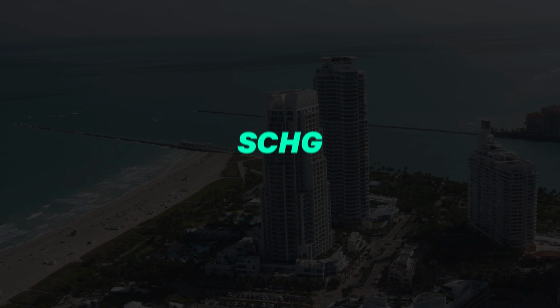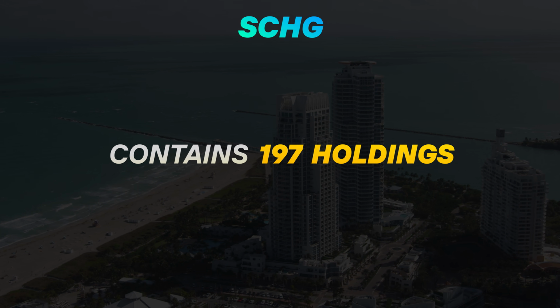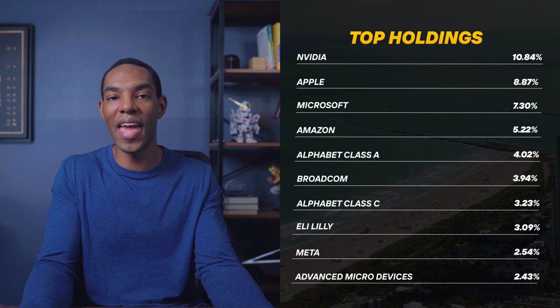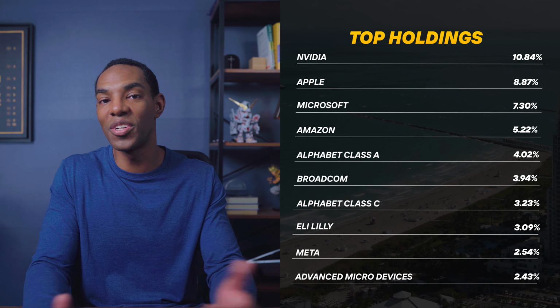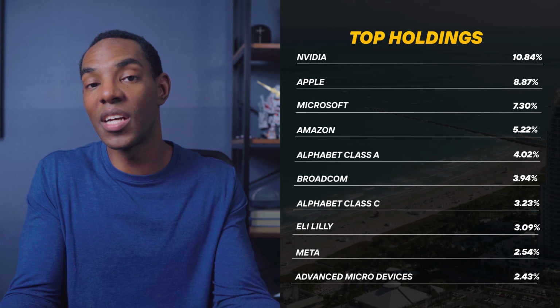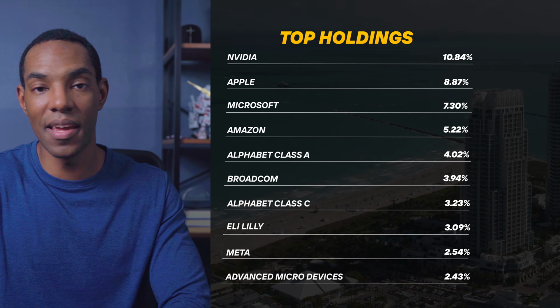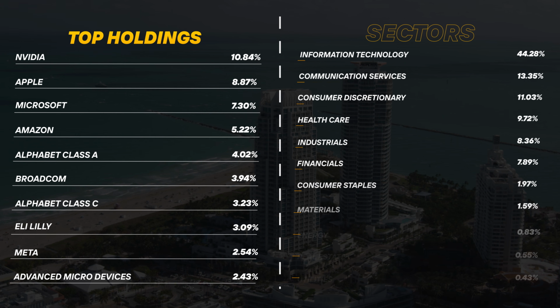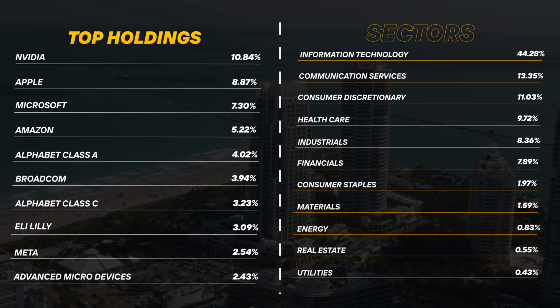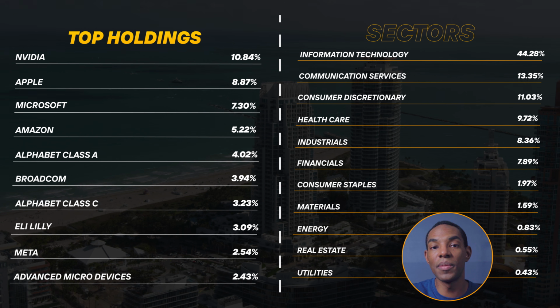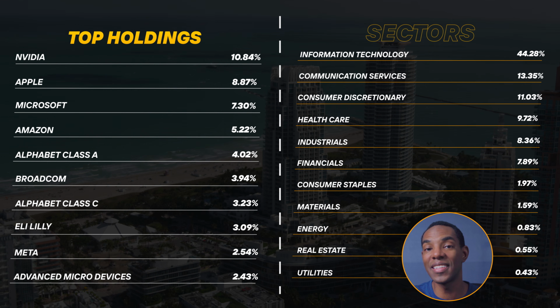With SCHG, you're getting a total of 197 holdings, with top holdings in Nvidia, Apple, Microsoft, Amazon, and other big names that I'm sure you've heard of. This top 10 makes up just over half the weight of the portfolio, so it leans pretty heavily into these names. For the sector exposure, technology is the biggest, then communication, consumer discretionary, and a few others. These top 3 sectors are mostly because of those top stocks, especially technology.